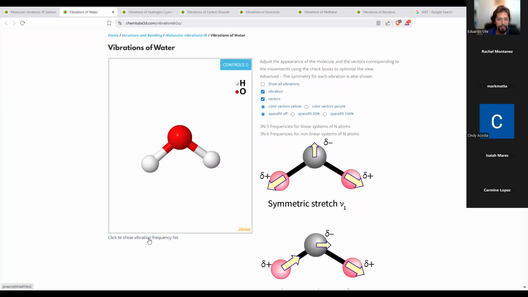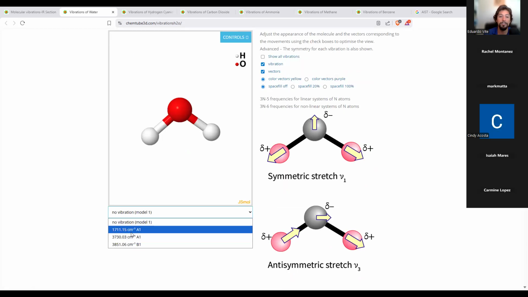So, you can click here where it says show vibration frequency. And you see we have 3 options. And you see the units are in centimeters to the -1. Those are wave numbers. That is the frequency in wave numbers. And you can use the equation to turn it into energy. Yeah, you can do that. So let's check out the first one.